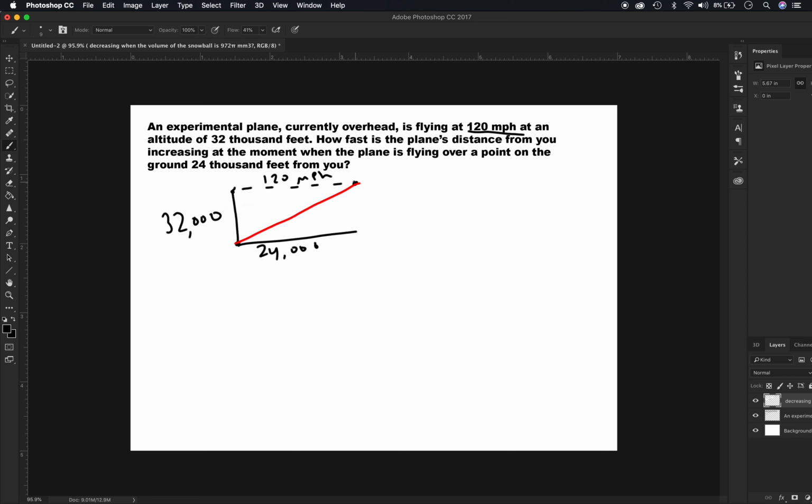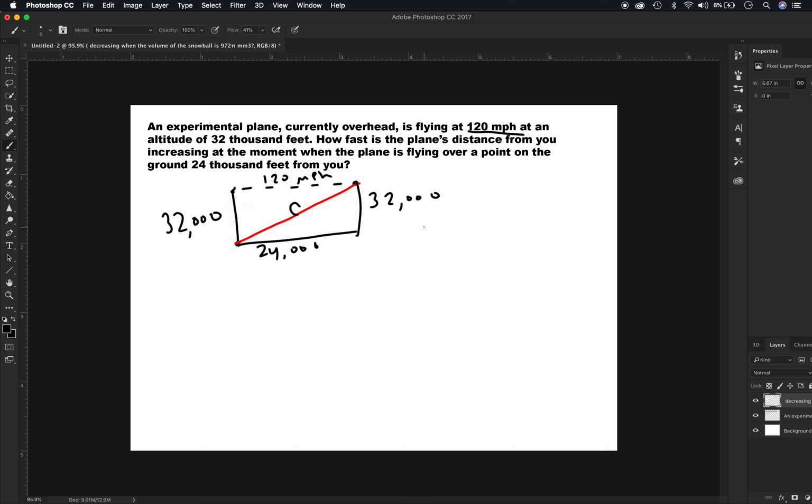So how fast is the plane's distance from you increasing at the moment? So we want this, right? And what's that? This is basically an unfinished triangle. Let's finish it off, right? Altitude is not going to change on the other side. It's still going to be the same. So we could draw that, and look at that. Now we have 2 triangles. So we're looking for this. Now we're going to call this C.